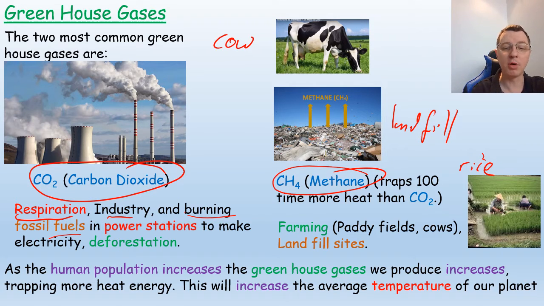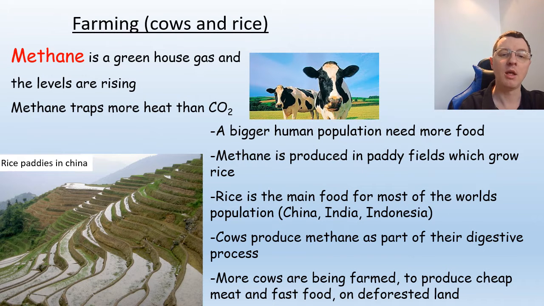As the human population increases, the greenhouse gases we produce increase, and this traps more heat energy, and this will increase the average temperature of our planet, and that's known as global warming. So let's have a look at methane in more detail. Methane is a greenhouse gas, and the levels of methane are rising, and methane traps more heat than carbon dioxide. Why is this the case?